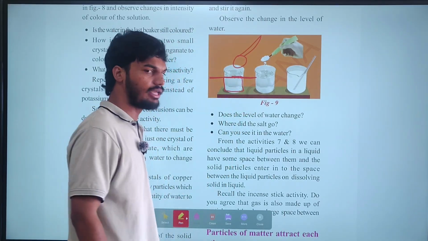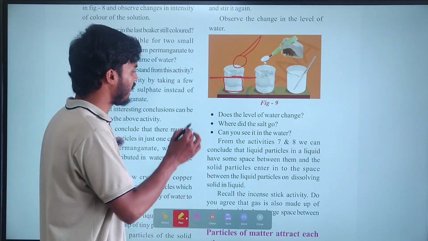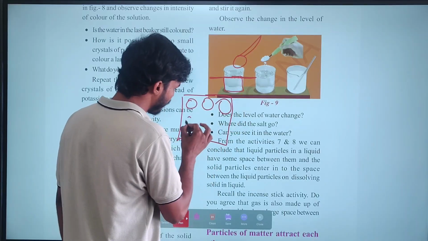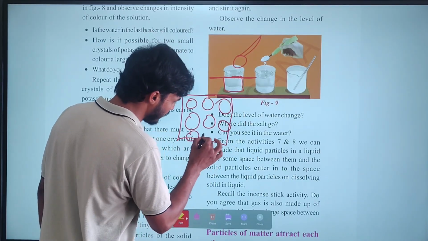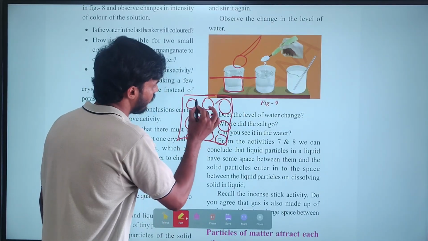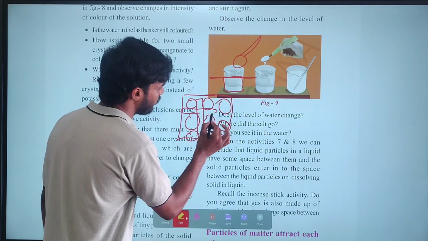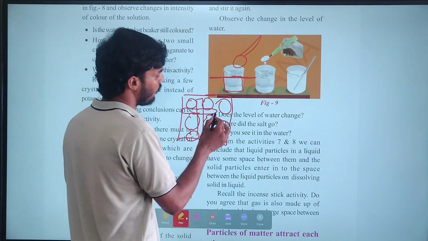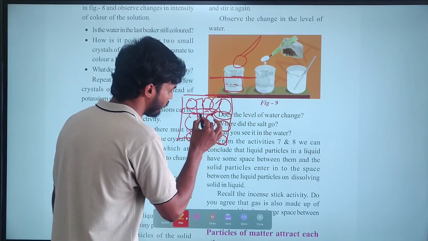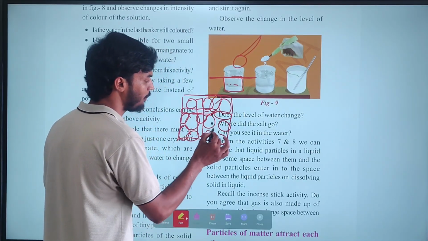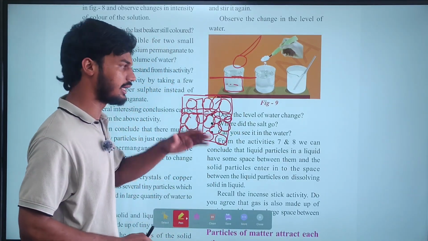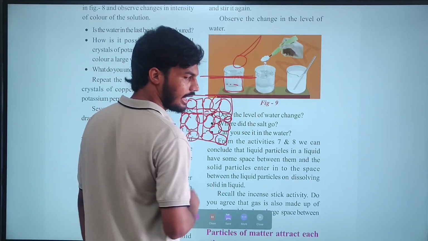After dissolving, you are able to see only a little bit of increment in the water level. Why only a little bit of rise in the water? From this experiment we can say that in liquid there are intermolecular spaces, some amount of spaces present. The dissolved salt occupies those empty spaces. The salt is able to fit into the intermolecular spaces, so the level of the water does not increase rapidly.